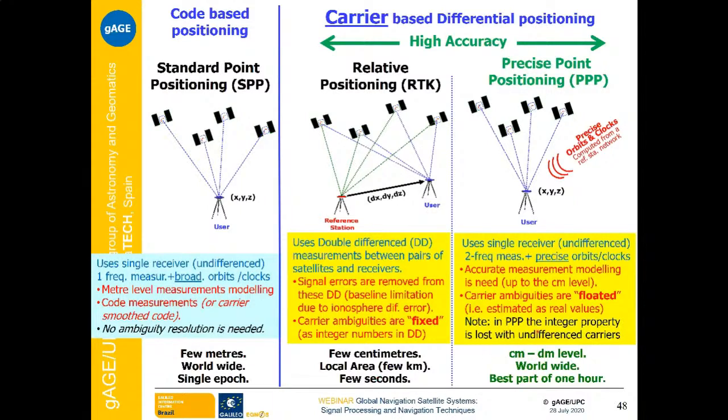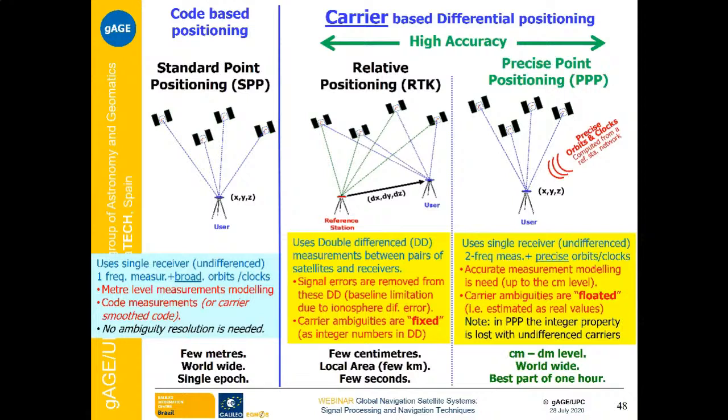In PPP, we use a single receiver. This is absolute positioning, but we need dual-frequency measurements. We need two frequencies in order to remove the ionosphere, because the ionosphere, as I commented, is the component of the error most difficult to model. Using a dual-frequency receiver, we can remove the ionosphere at the level of 99.9%.